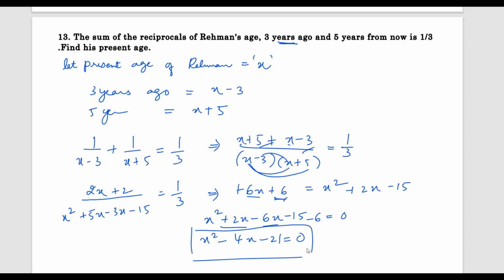Solve this quadratic equation by factorization method or formula method. Better to use the formula method, you will get the answer. If you solve the quadratic equation x square minus 4x minus 21, we get the age of Rahman as 7. Students, do solve by factorization method or by formula method. My suggestion is always to go for the formula method. Even if the answer is wrong, at least for the formula you'll get half marks.